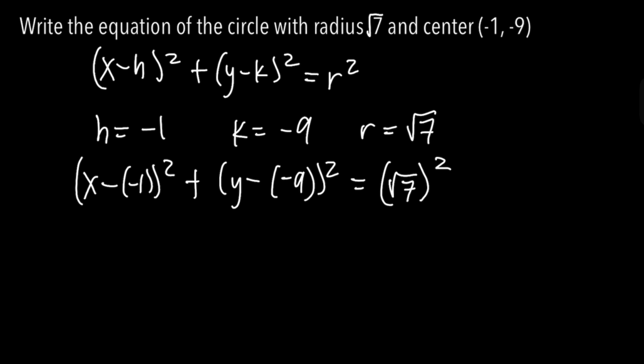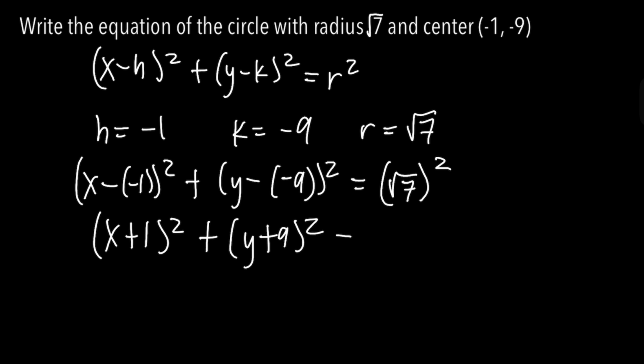So x minus -1, that is equal to x plus 1, then quantity squared, plus y minus -9, that is equal to y plus 9, then quantity squared, and the square root of 7 squared is equal to 7. So that's the answer to the problem.